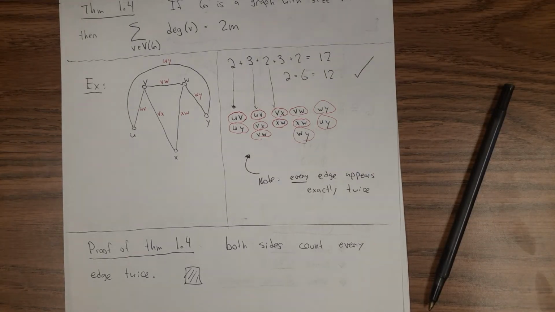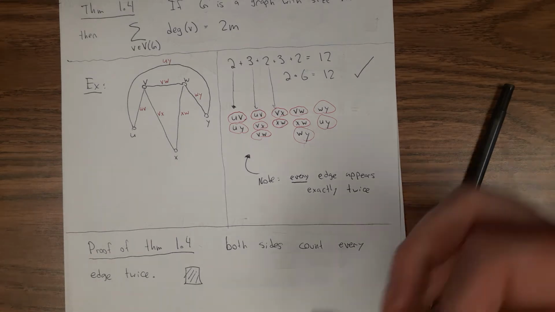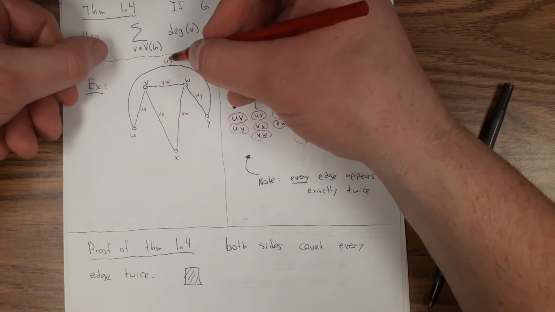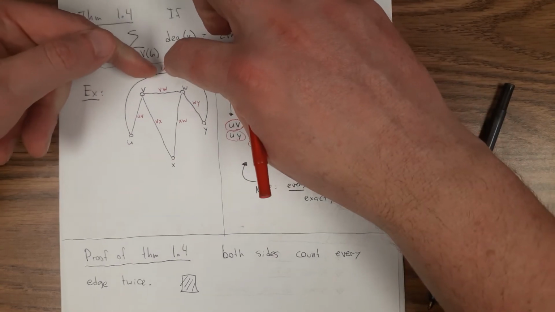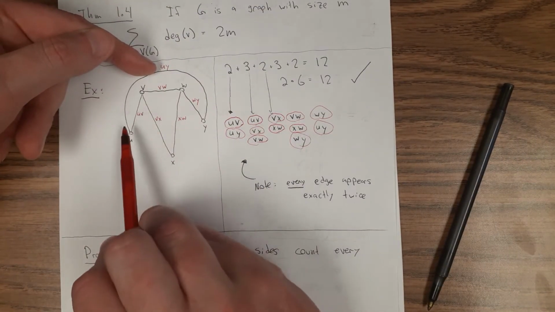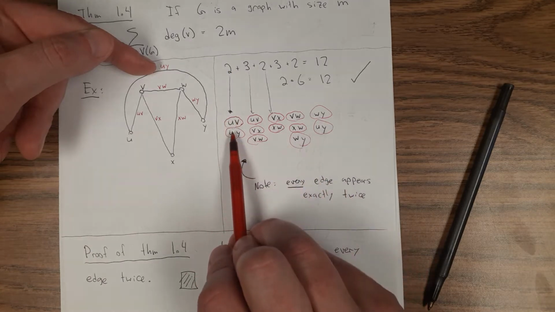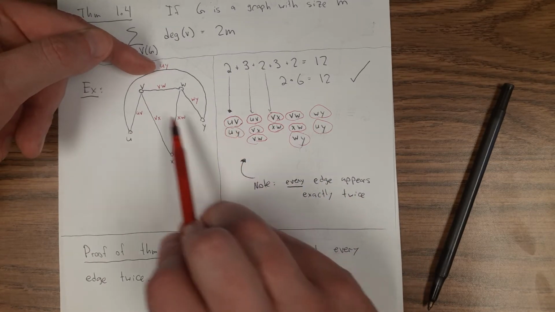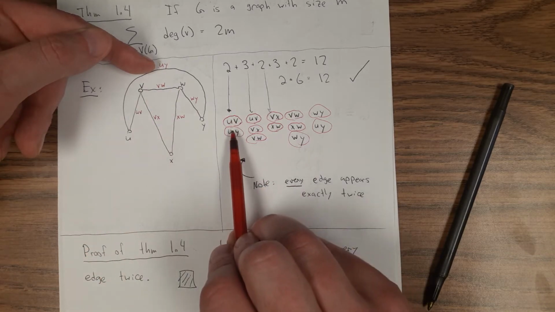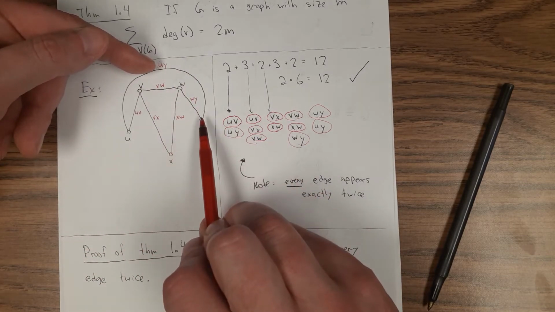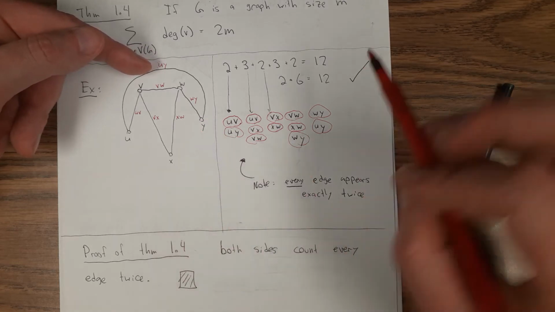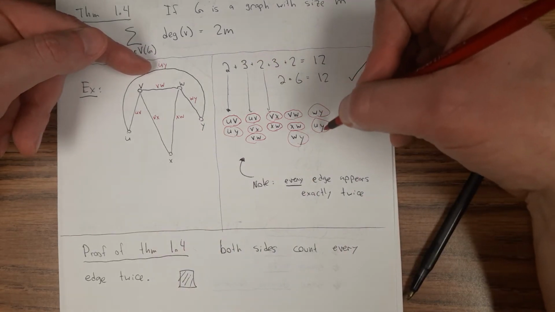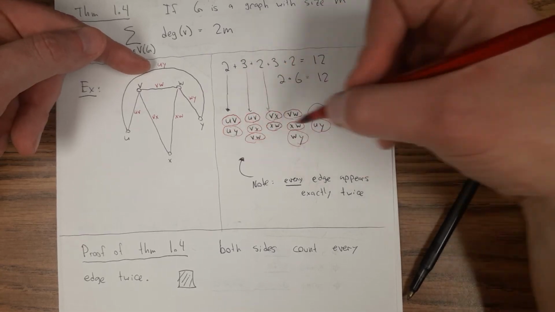Every single edge appeared twice, and that makes sense because when I'm listing all of these edges, say, let me pick on an edge like UY, that got listed when I was doing the degree of U, which was in this column. I listed all of the edges that touch U in this column. And then somewhere else, I listed all of the edges that touch Y. That would be at the very end. So then this edge appeared here and here.